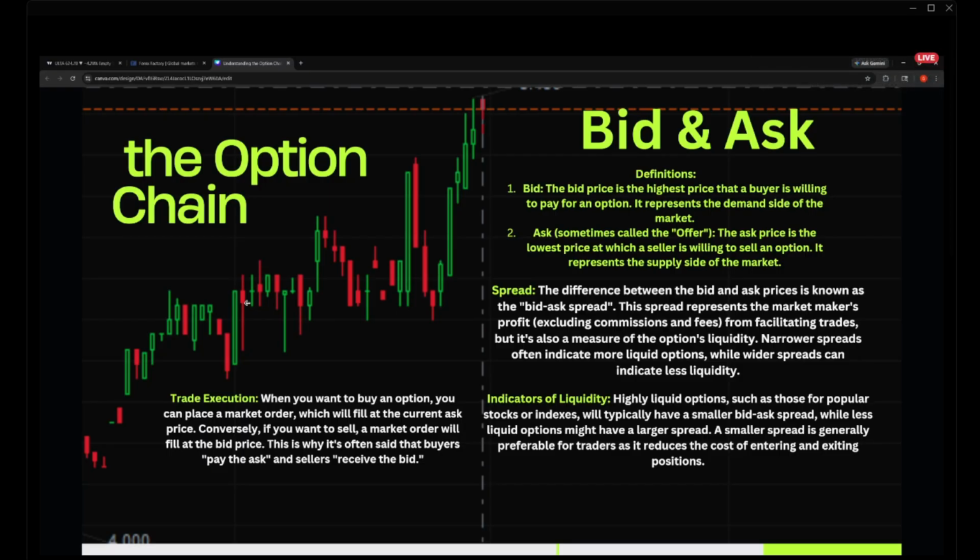The spread is just the price between the bid and the ask. So if the ask is at 15 and the bid is at 10, you have a $5 spread.